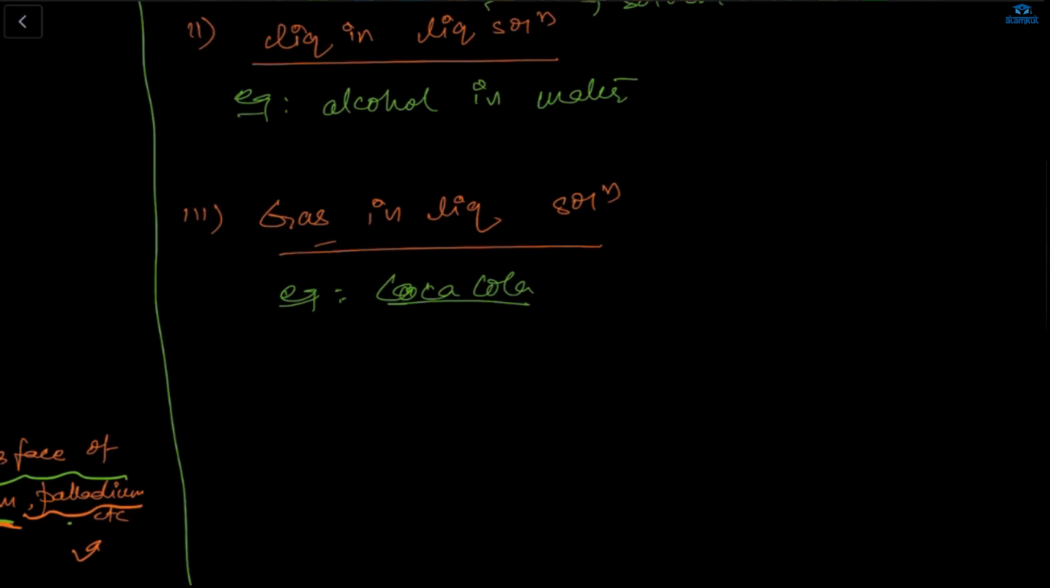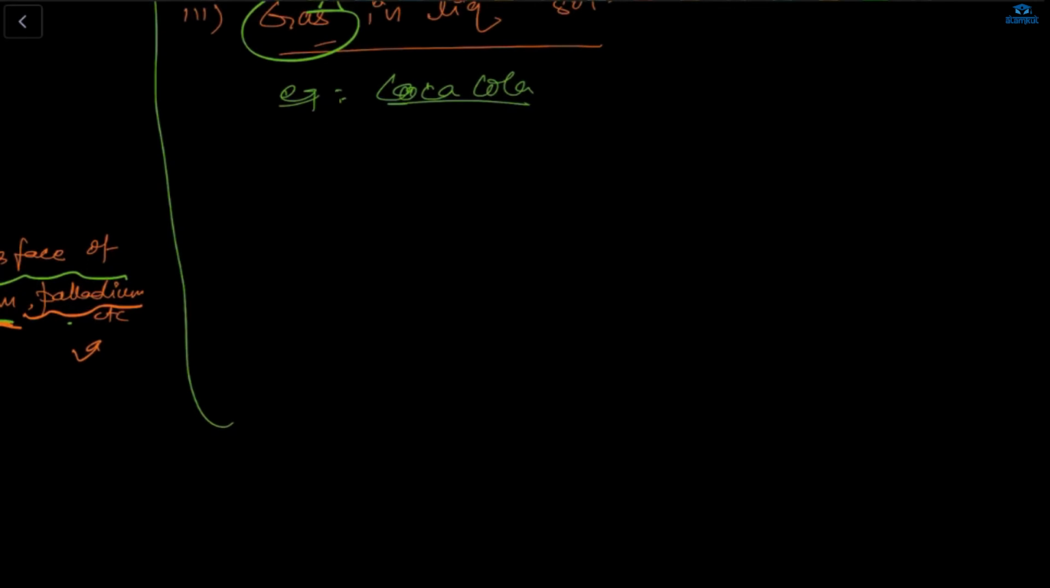Okay. Because if we open the bottle of Coke, what happens? The gas comes out. Right? So the pressurized gas comes out when we shake it. That's why here we call it gas in liquid. Okay, understood? Yes. And which gas is present in Coke? Carbon dioxide. Yes, the CO2, carbon dioxide gas.